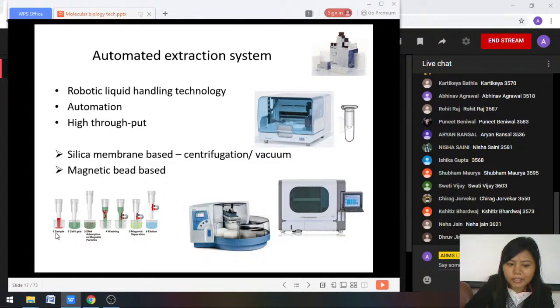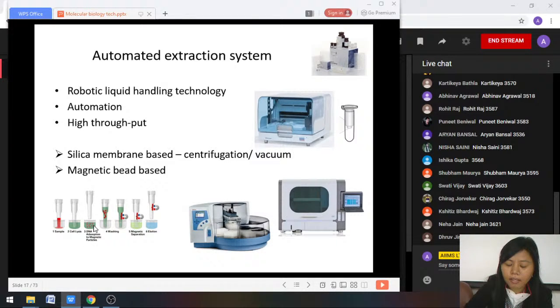The sample has been completely lysed, but where a silica membrane was there to bind to the DNA, here what they have done is they have added some magnetic beads over which the DNA molecules are adhered due to the buffer concentration.